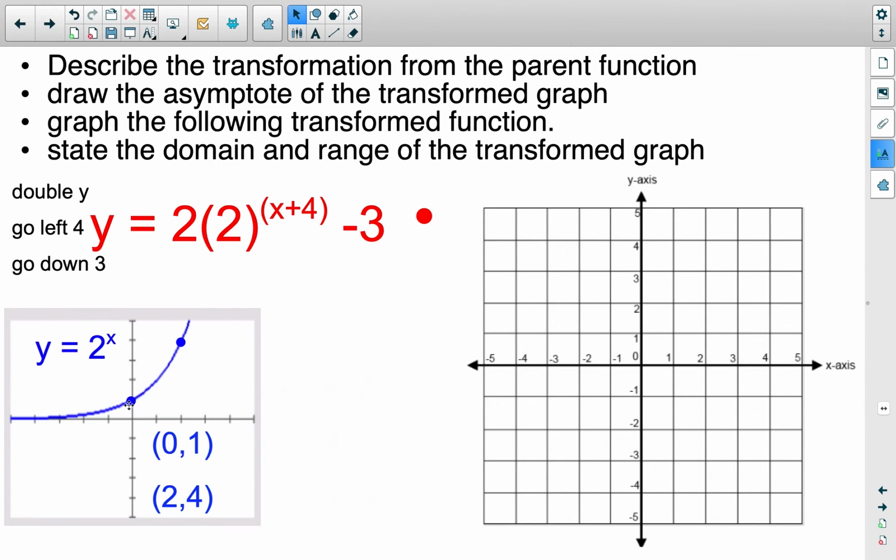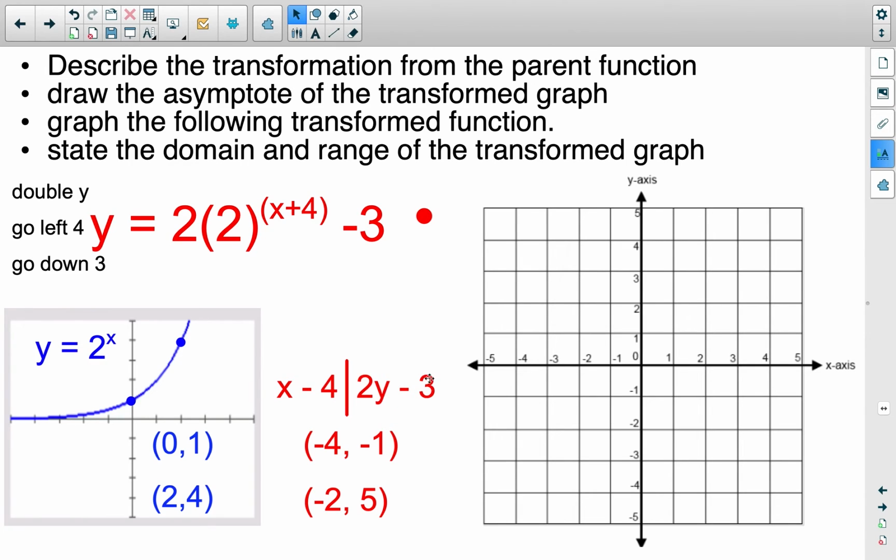So I just took 2 key points, 0, 1, and 2, 4, because those are pretty nice points to deal with. And if I think about my transformations, my x is going to the left. So I'm going to take all my x's and I'm going to subtract 4. So 0 minus 4, 2 minus 4. You can see that math from blue to red.